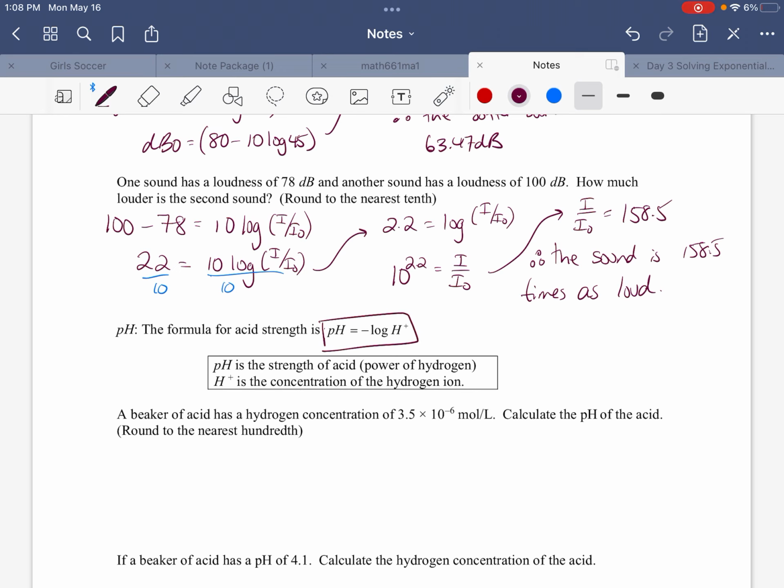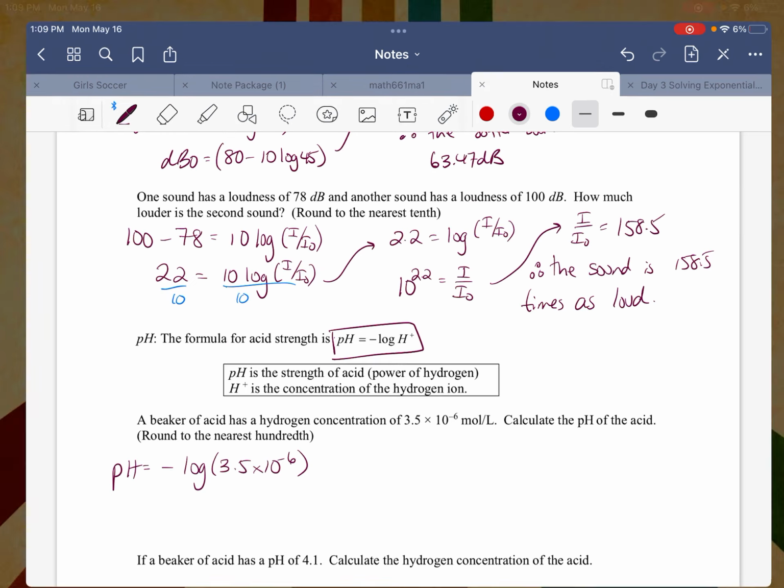All right. A beaker of acid has a hydrogen concentration of 3.5 times 10 to the negative 6 moles per liter. Calculate the pH. So pH is equal to negative log 3.5 times 10 to the negative 6. So let's calculate that one.